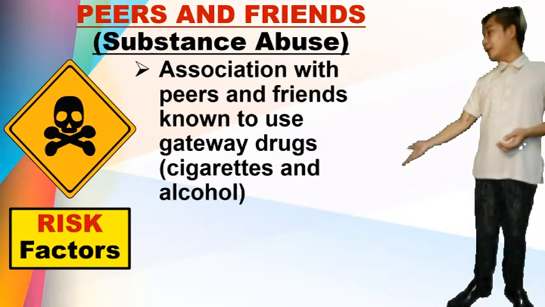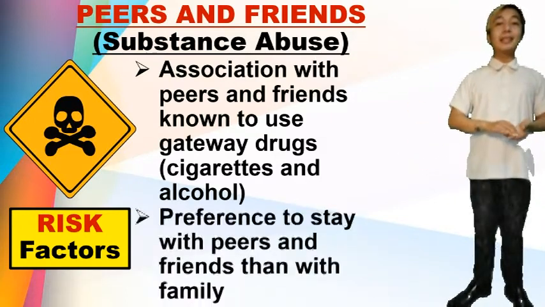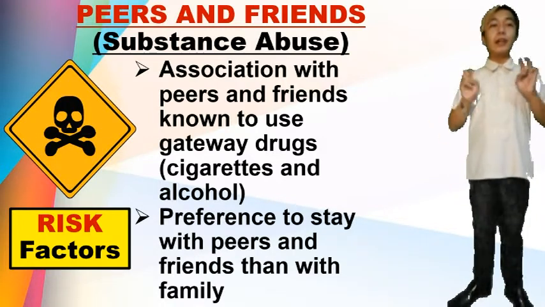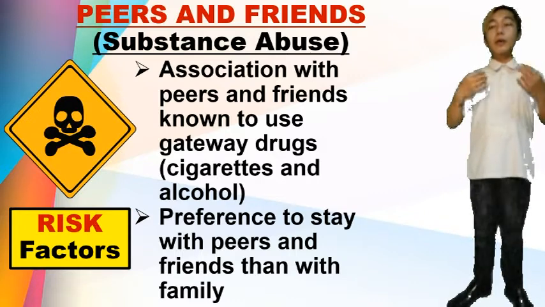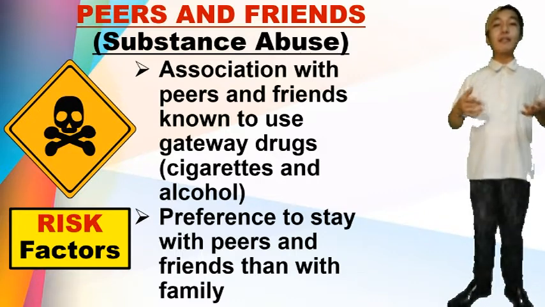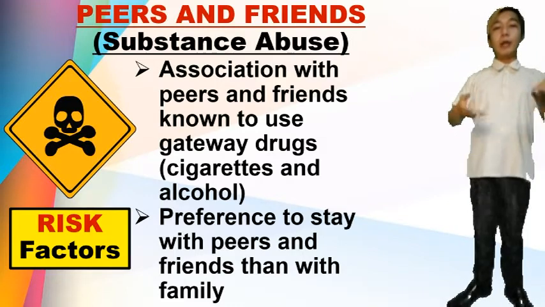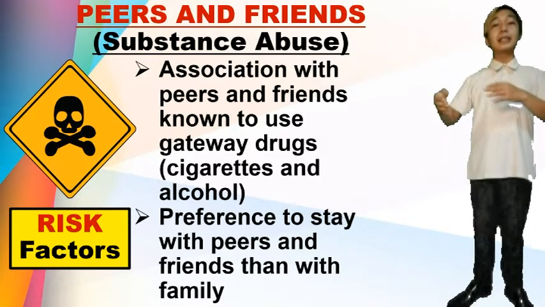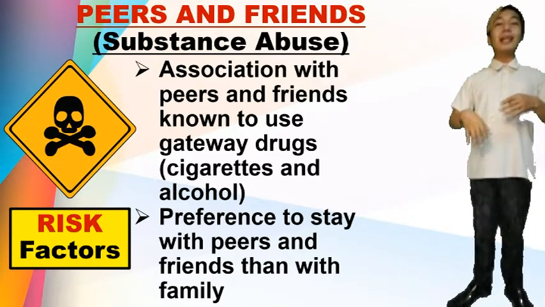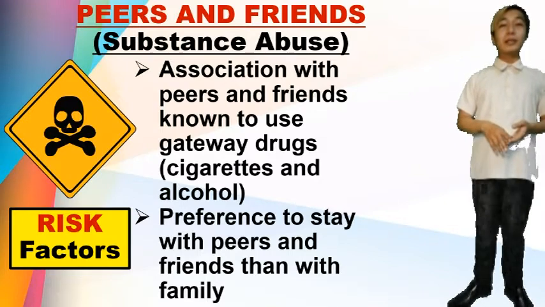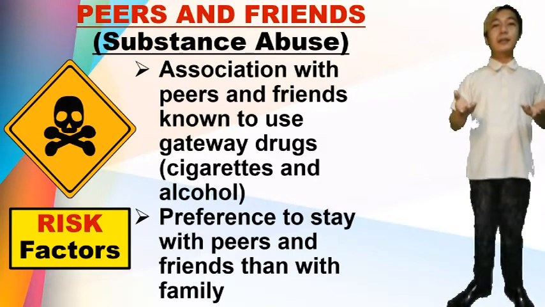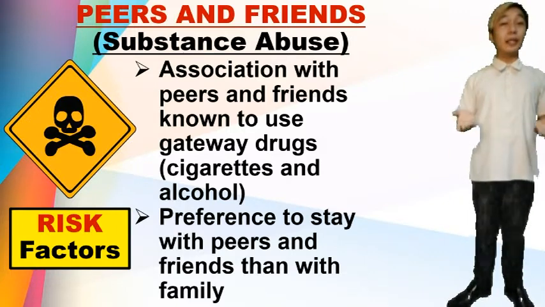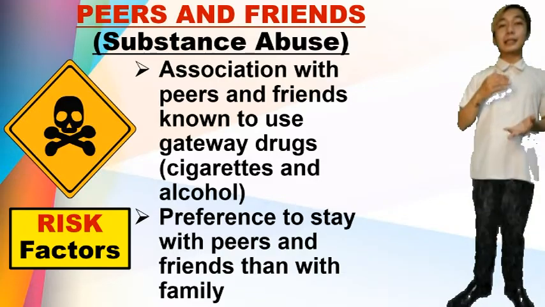Okay, the next one is preference to stay with peers and friends than with family. So let us admit that, for example, while we are in school, we spend almost 6 to 7 hours in school, and when we come home, we just eat and sleep, and then the next day you go to school again. So you spend a lot of time together with your friends, and that's why you are having too much influence from your friends. So how are we going to protect ourselves from the risk caused by our peers?